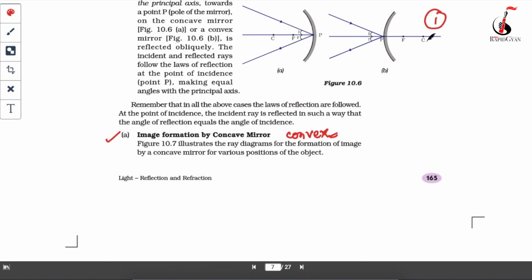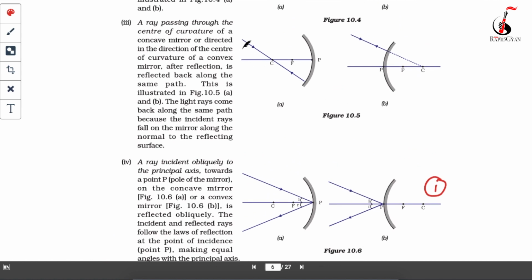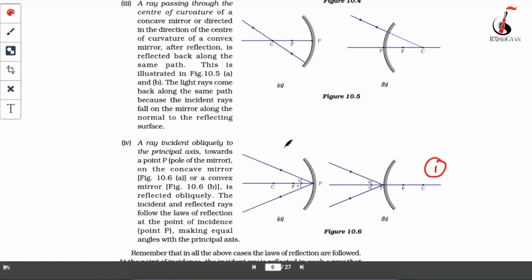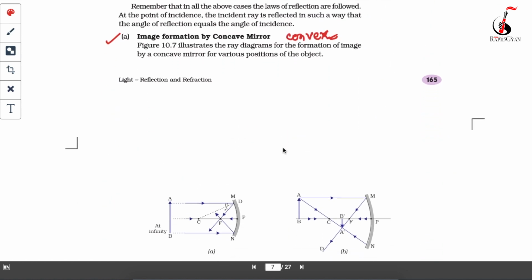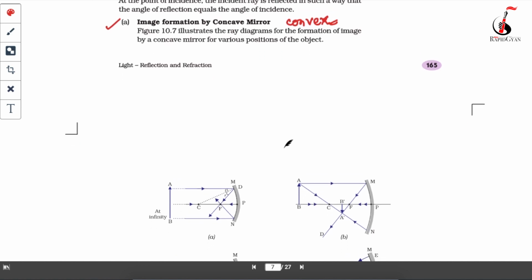So guys, it's very important because in that video I have explained the concept of what happens when a ray of light strikes a mirror. So this is very important to understand the image formation by concave and convex mirror. Okay, so let's start.